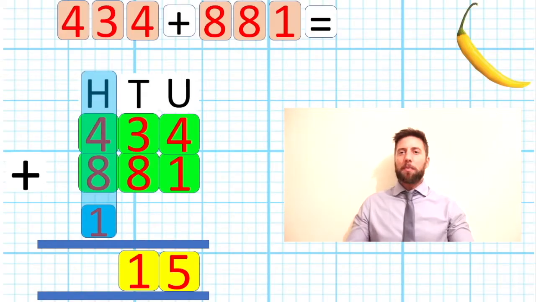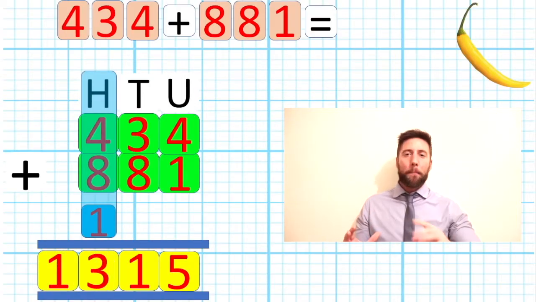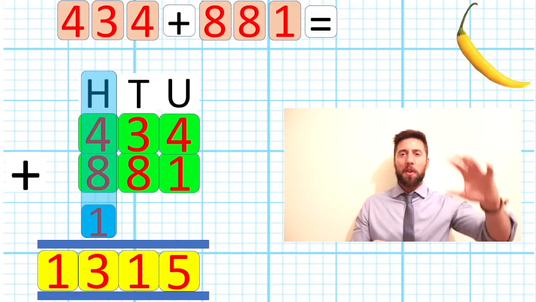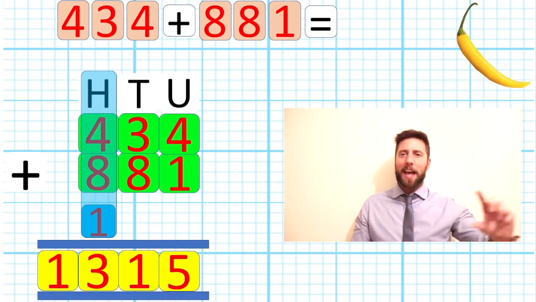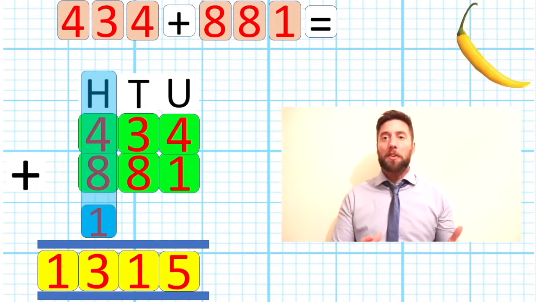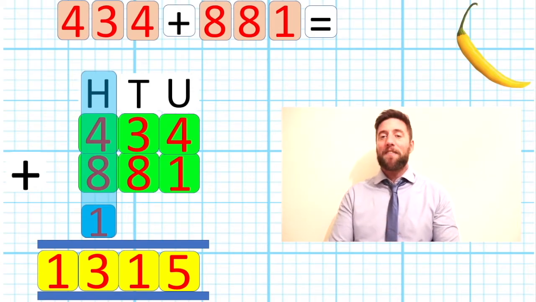So again, gives me a 2-digit answer. But different again, we have no further question. We don't have a 1,000 column ready, so we can just put our full answer in there. Put the 13 straight into our answer. A 1 in our 1,000, a 3 in our 100, leaves us with a grand total of 1,315.